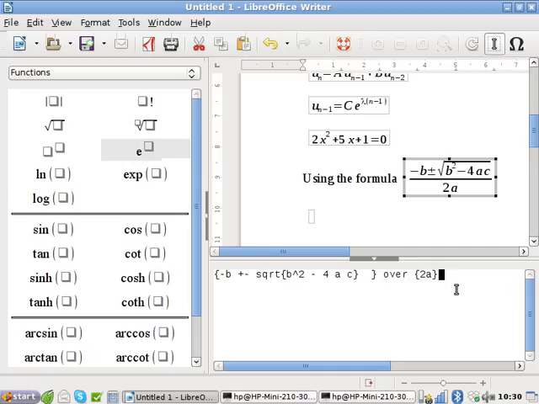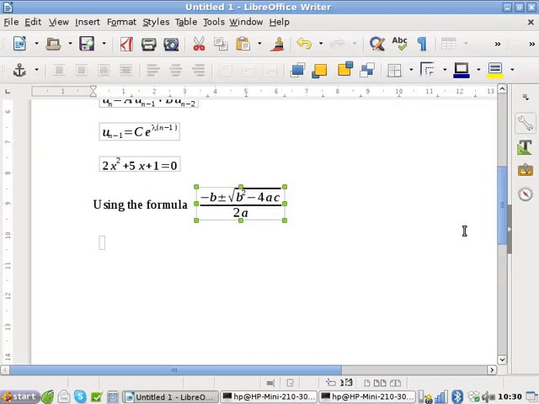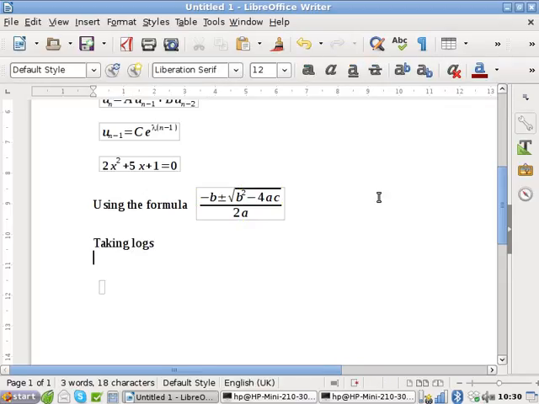So, what did we say is the next thing you might need to type after this? Log. You might need to type in a log, yeah? So that's what we'll do next. So something like taking logs.